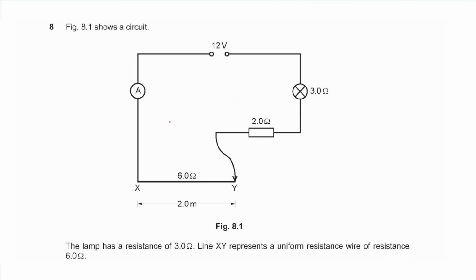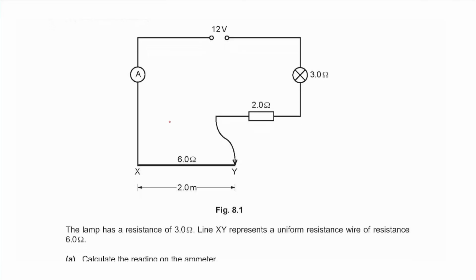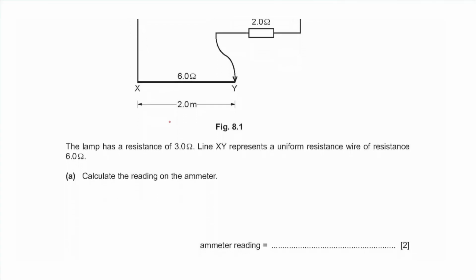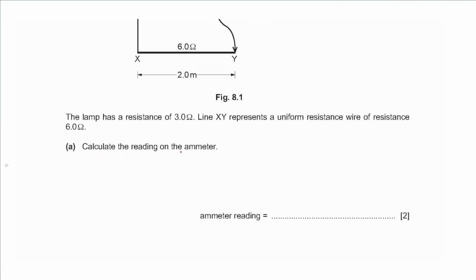Question 8 says figure 8.1 shows a circuit. We have a 12-volt supply in series with a 3 ohm lamp, a 2 ohm resistor, and a 6 ohm wire XY, and an ammeter. And the length of the wire is 2.0 meters. The lamp has a resistance of 3.0 ohms. Line XY represents a uniform resistance wire of resistance 6.0 ohms. Part A says calculate the reading on the ammeter.